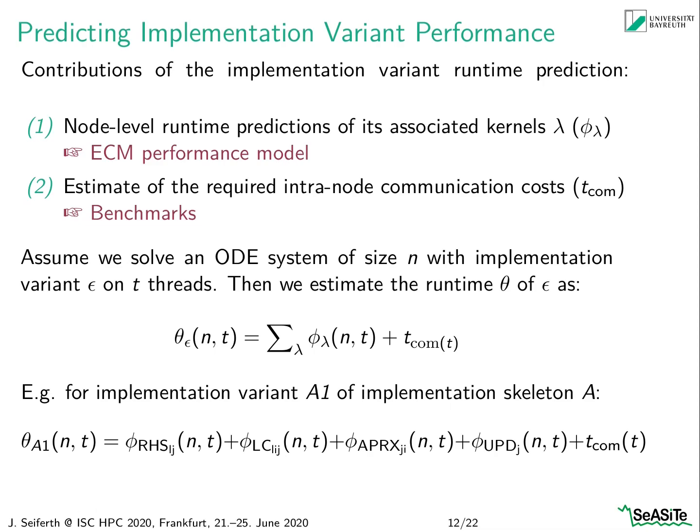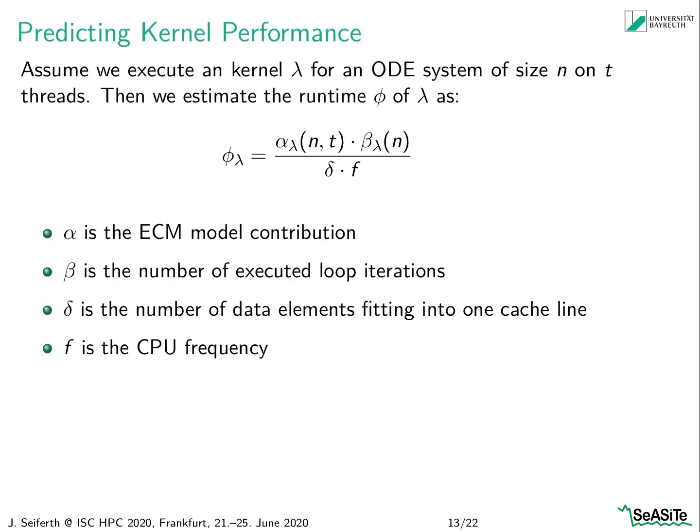How can we obtain node level prediction phi for a specific kernel lambda? Again, we assume that we solve an ODE system of size n on tau threads, then we can estimate the runtime phi of a kernel lambda as alpha lambda times beta lambda divided by delta times f. Hereby delta is the number of elements fitting into one cache line and f is the used CPU frequency. Hence both are machine dependent.